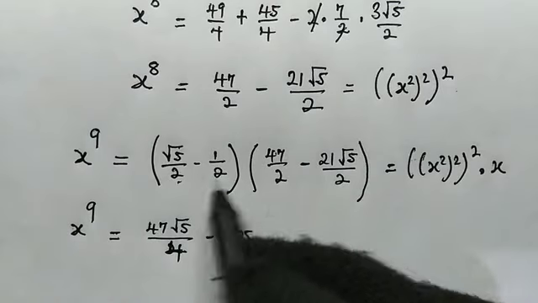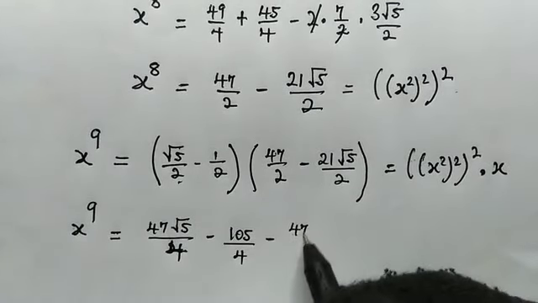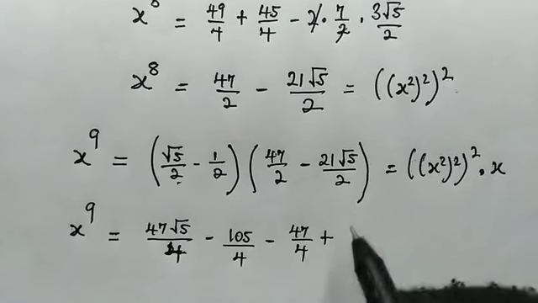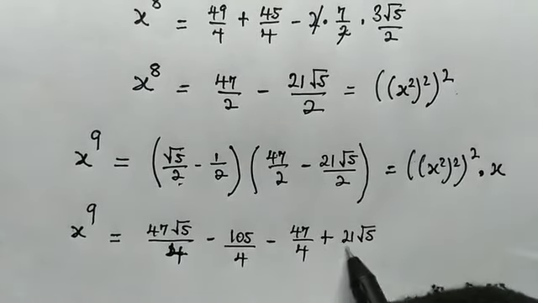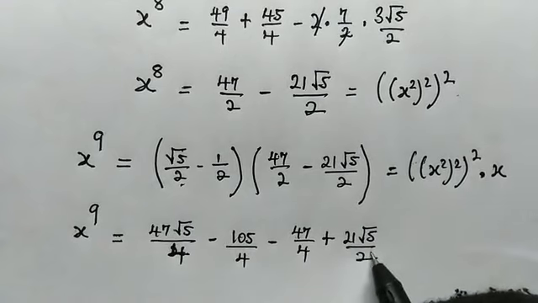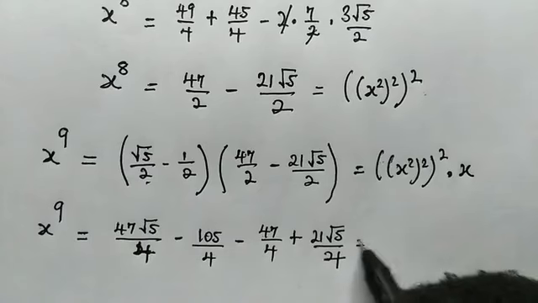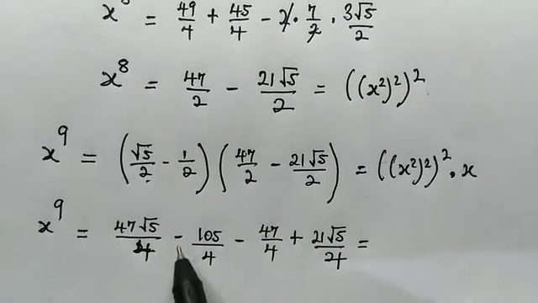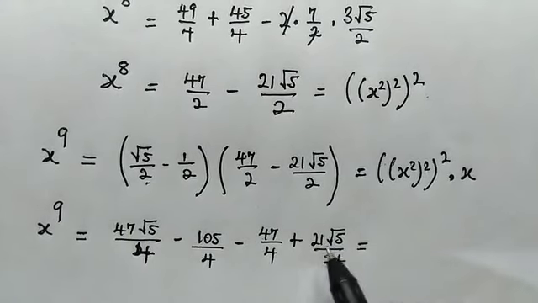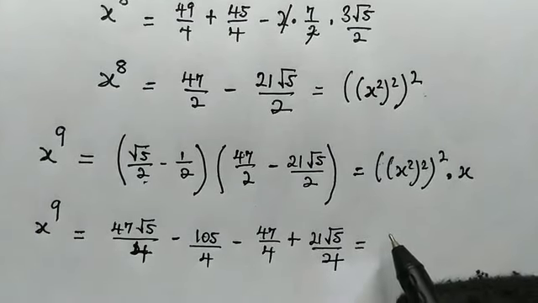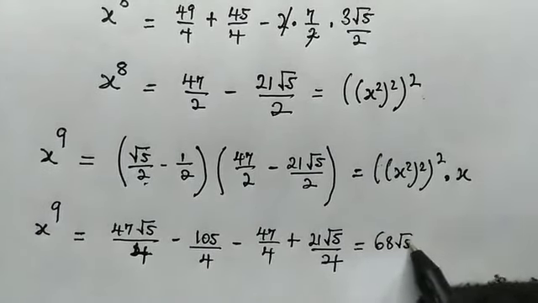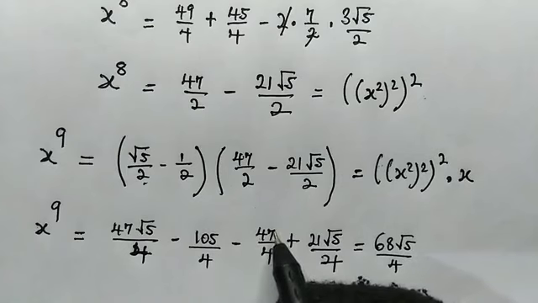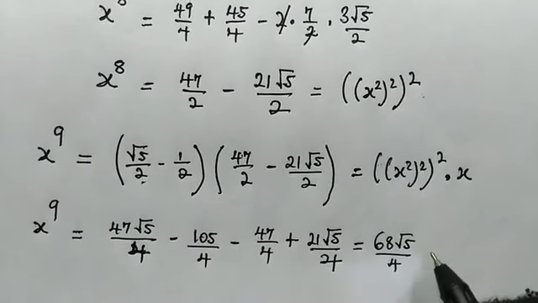So we have negative 1 over 2 times this will give us negative 47 all over 4. Then negative times negative plus. Then we have 21 root of 5 divided by, that would be 4, right? Okay, so here this will be equal to, here we have to add the ones with the radical. So we have 47 root 5 plus 21 root 5. So that will give us 68 root 5 divided by 4. Negative 105 over 4 minus minus 47 all over 4.